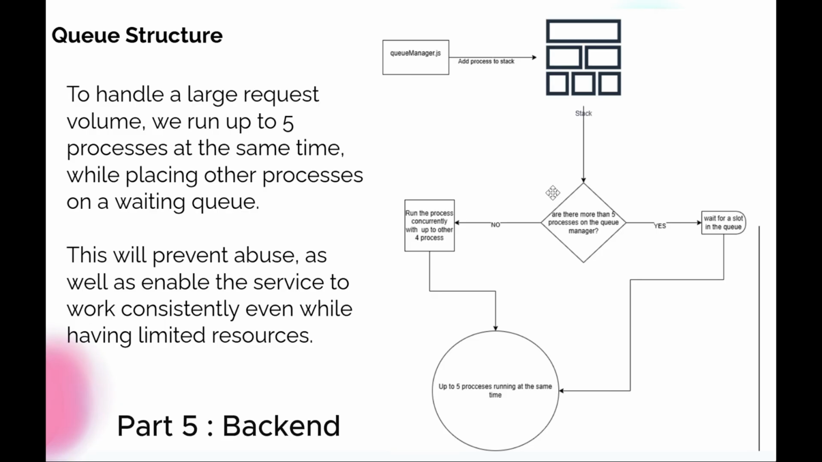Now the backend part is structured more like a queue. In order to handle multiple requests at the same time, we only allow up to five processes to run at the same time. All other processes get placed in a queue or stack, and they wait until there is a slot available to run with the other four processes concurrently.